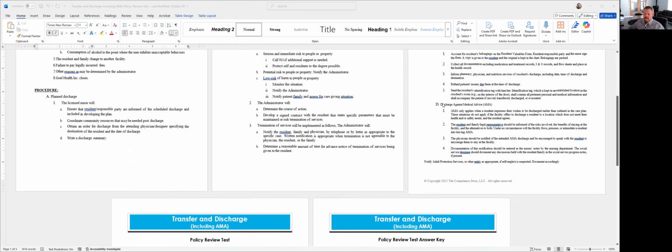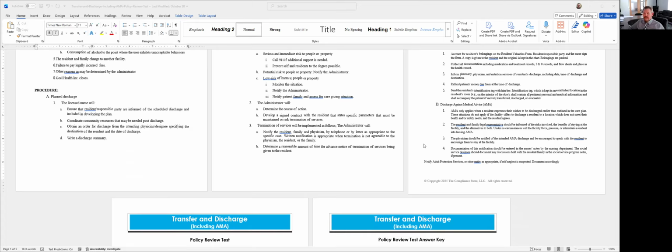The one thing that I do want to bring up is the AMA. So AMA, or discharging against medical advice, only applies when a resident expresses their wishes to be discharged earlier than outlined in the care plan. These situations do not apply if the facility offers to discharge a resident to a location which does not meet their health and or safety needs, and the resident agrees.